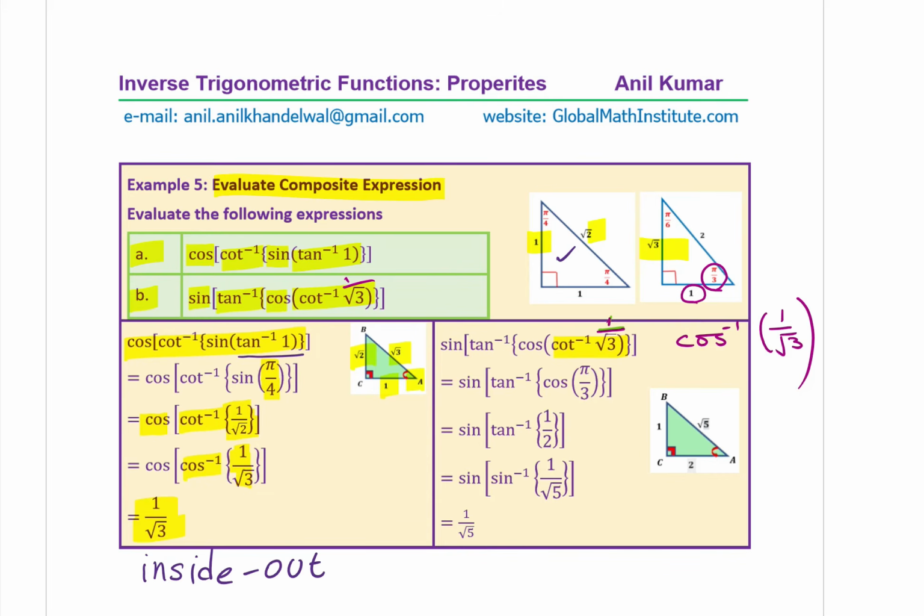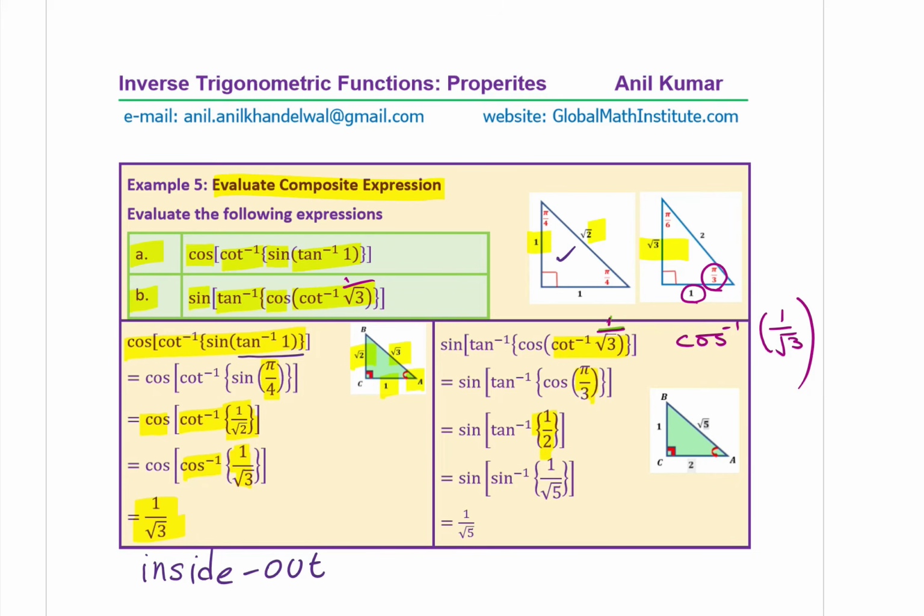So we'll replace cot inverse of 1 over square root 3 by pi by 3. So we get cos of pi by 3, correct? Now what is cos of pi by 3? Well, cos of pi by 3 is 1 over 2. So we got this value from cos of pi by 3 to 1 by 2. So tan inverse of half.